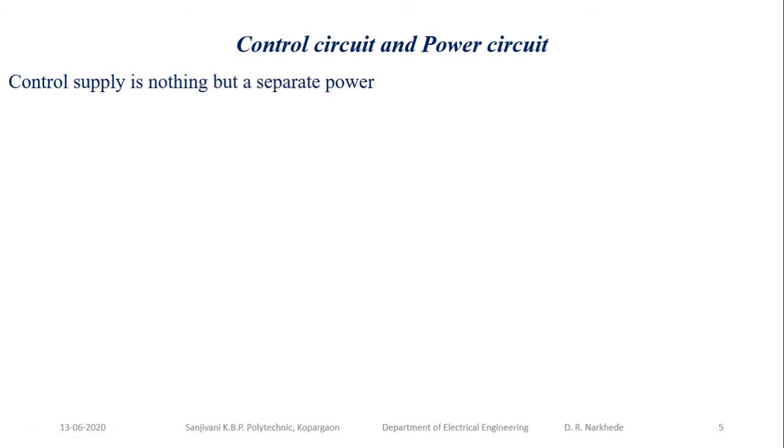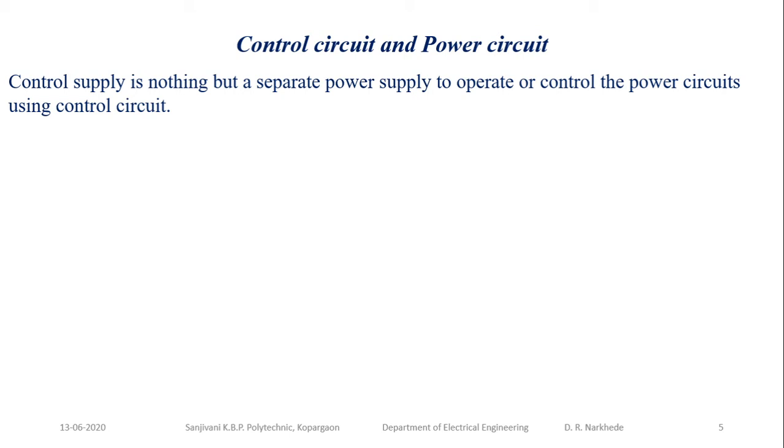Now what is control circuit and what is power circuit? Control circuit requires control supply, and control supply is nothing but a separate power supply to operate or control the power circuits using control circuits. Control circuit is basically operated at reduced voltage. Normally you are going to use DC voltage, that may be 5 volt, 12 volt or 24 volt, or if it is AC voltage, the AC volt may be 110 volt or 230 volt.